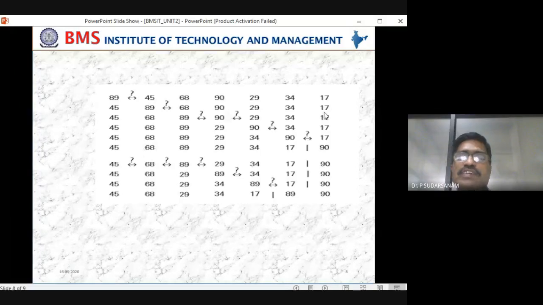You can swap the values, and in the exam also you have to write the same way. You have to write the first step, second step, then you can write similarly. You write the ascending order, so finally the values are 17, 29, 34, 45, 68, 89, 90. Minimum 2 to 3 iterations you have to write in the examination.